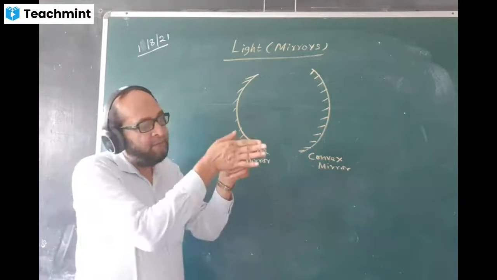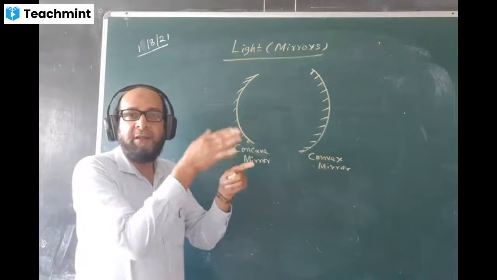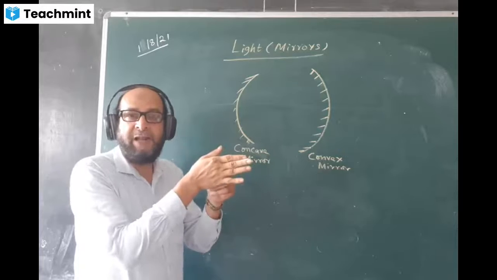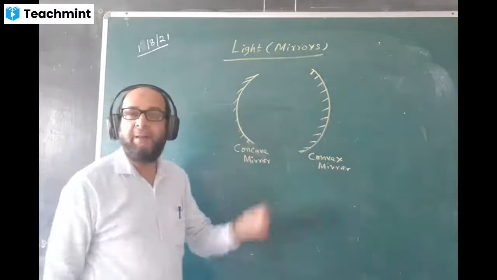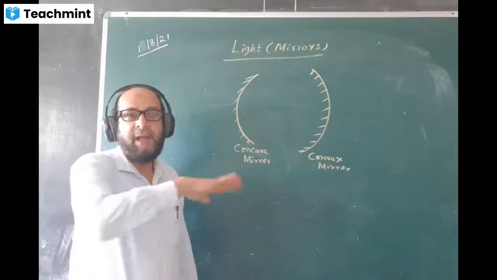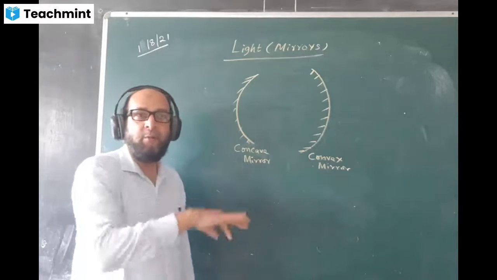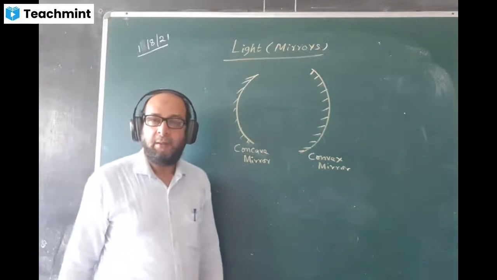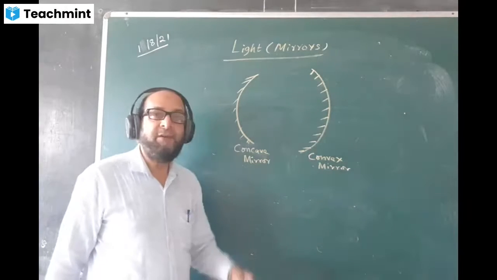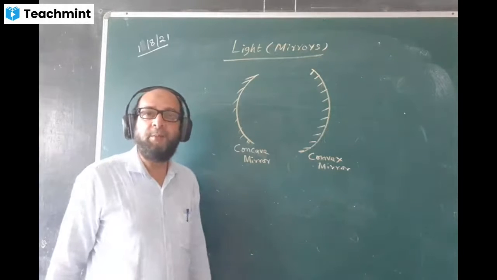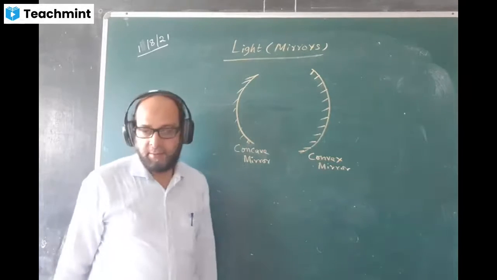And a plane mirror will have none of its surface either bulged or flattened. It will be plain everywhere. That's why it is called a plane mirror. It will neither be bulging out nor bulging in. So that will be a plane mirror. The looking mirror which we use at home is a plane mirror. This is a concave mirror, this is a convex mirror.